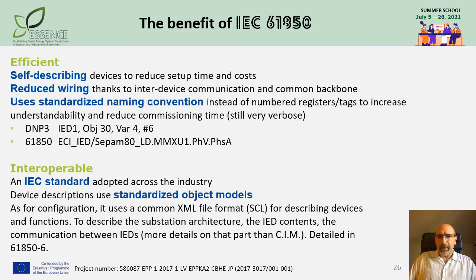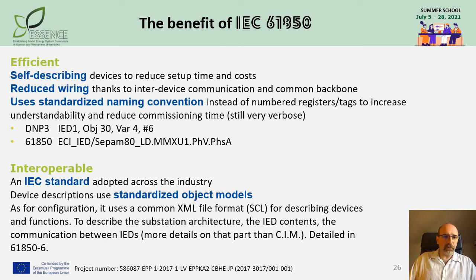Let's discuss a little bit about the benefits of using standards, and I will focus on the standard that is 61850. That is today very important for automation functions at the field level. At first, they try to create something that is efficient. You want to have something that is self-describing the different devices, so to reduce the setup time, and so saving some costs, of course. You want to be able to reduce all the wires, and this is possible because you are creating communication between devices with a common backbone at primary substation, but not only. And it is efficient as well because it is using a standardized naming convention, instead of numbered registers or tags, to increase the understandability and reduce commissioning time.